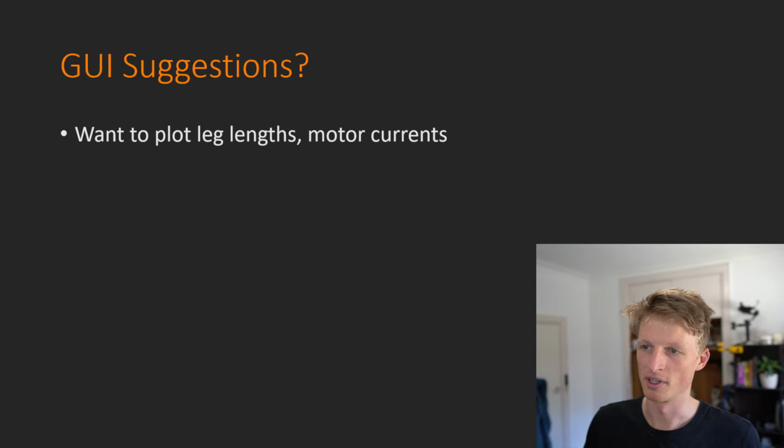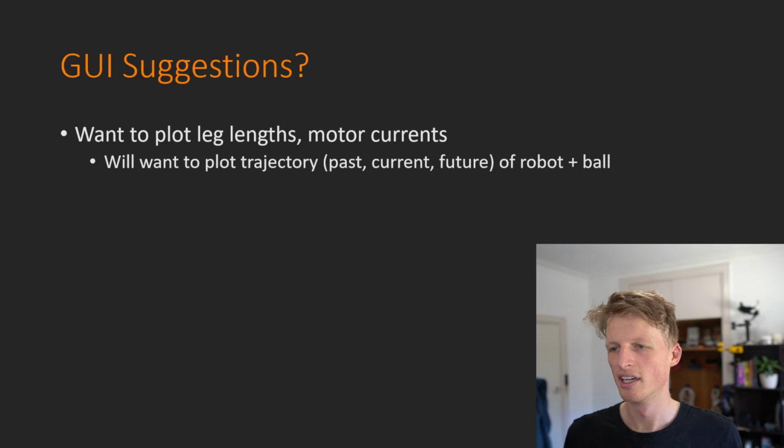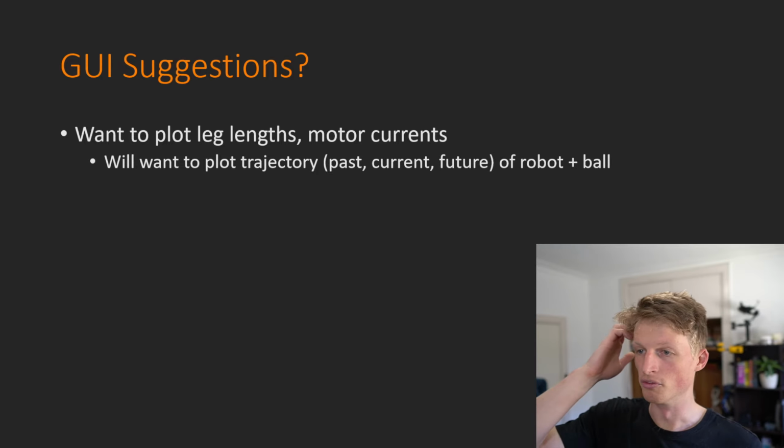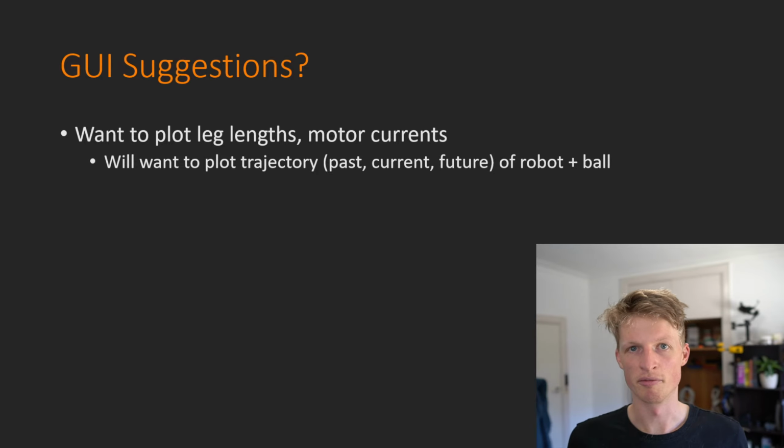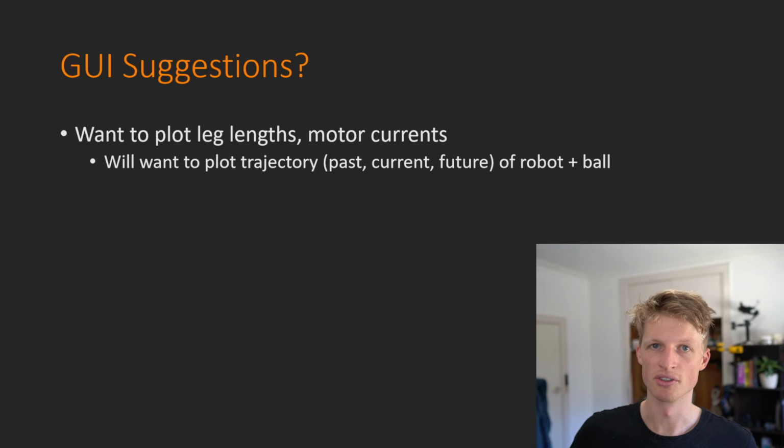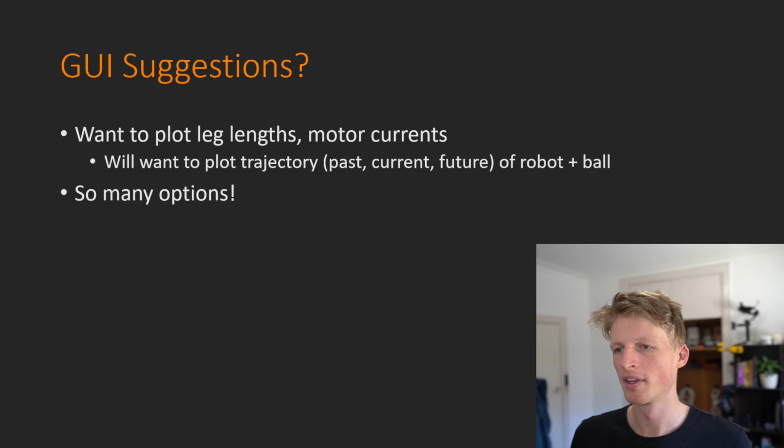So for example, some things that I would like to plot in real time and be able to save would be things like the leg lengths and the motor currents, just to see what they're doing. And in the future, I really need to be able to plot the trajectory of both the robot and the ball to make sure that they are doing what I think they're doing.